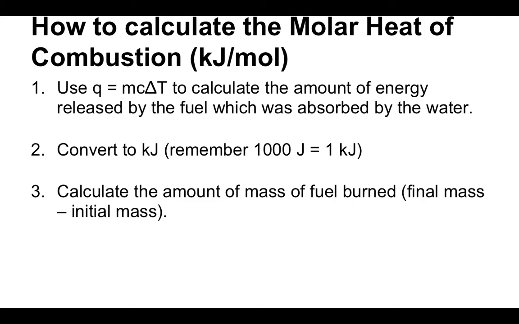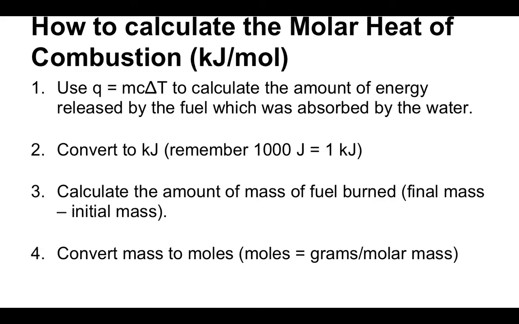Calculate the amount of mass. This is the same as calculating the heat of combustion. So you need the final mass and initial mass to subtract those two numbers. This is the step that is different. You need to convert the mass to moles. And the way you do that is you take the mass in grams and divide it by the molar mass of your substance. And that'll give you the number of moles. In step 5, you're going to divide step 2 by step 4. Again, your kilojoules divided by moles.